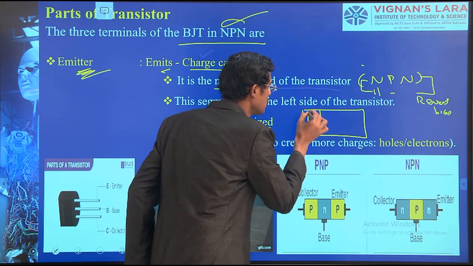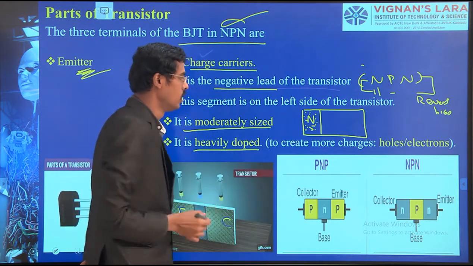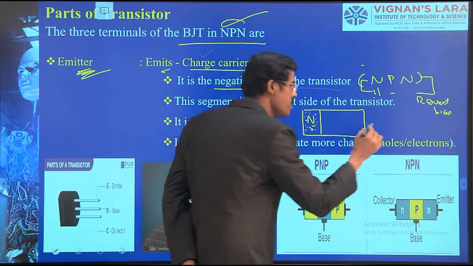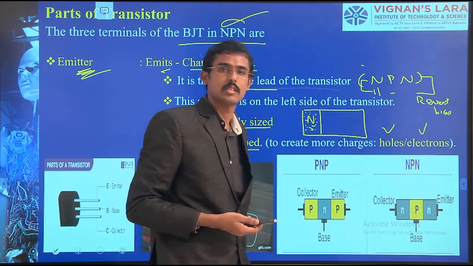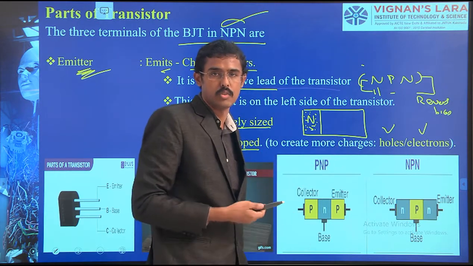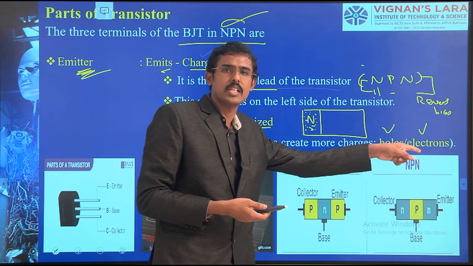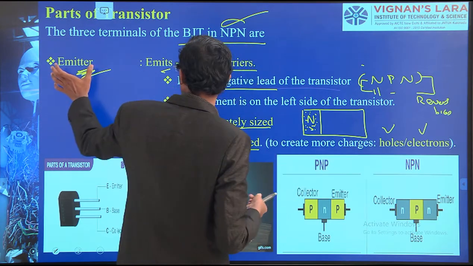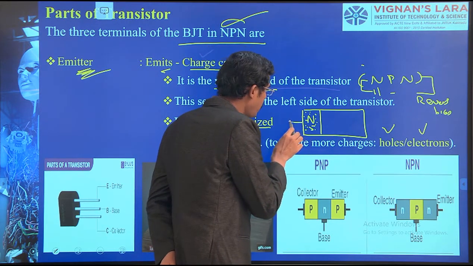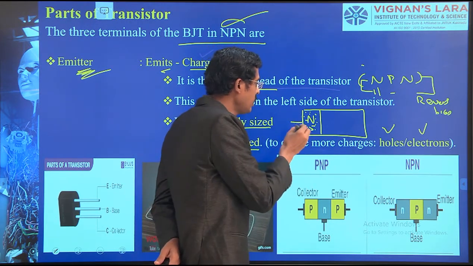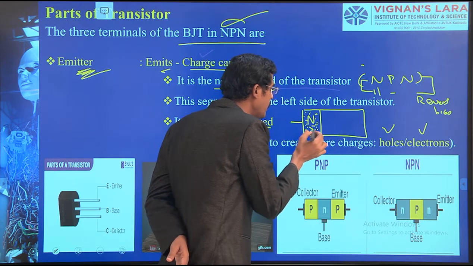Doping is heavy to create more charges, maybe the holes in a PN junction or maybe the electrons in an NPN transistor. In PNP, the holes are majority charge carriers. We know this. In the NPN transistor, electrons are majority charge carriers. Whatever it is, we are generally talking about the emitter. In the emitter, on the left side, we have taken heavily doped N-type impurities.